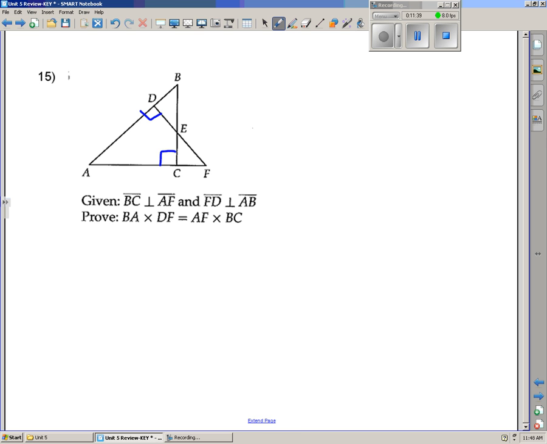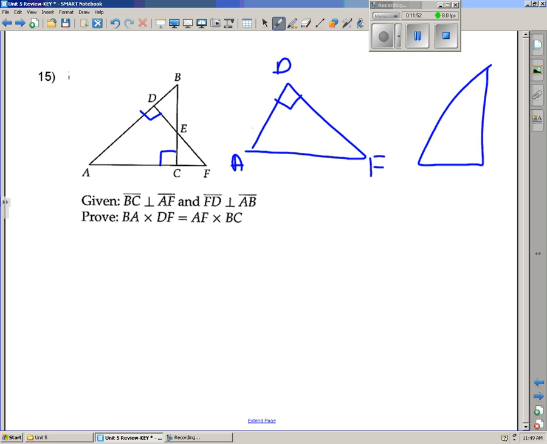The triangles it looks like we're going to be pulling out are going to be these ones. Here's your right angle at D, and this is going to be A and F. And then here's the other one with the right angle at C, which is going to be B and A. Okay, we're going to run out of room here, so let's see what we can do.